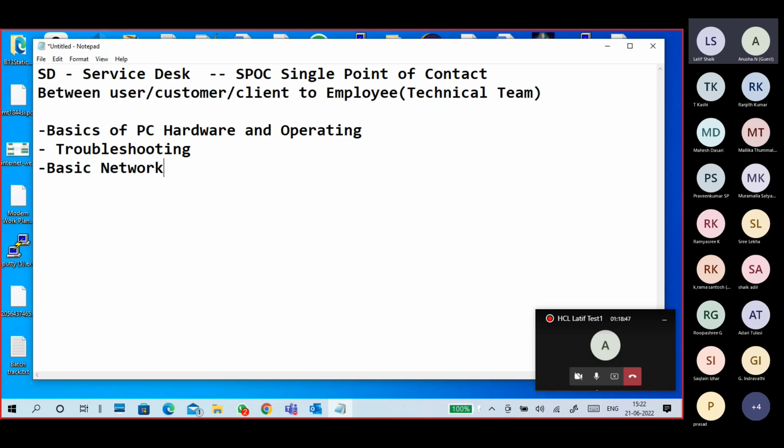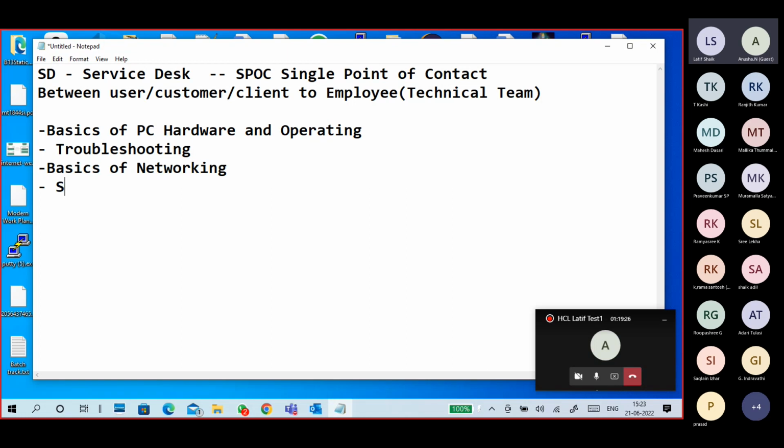Networking components, networking topologies, OSI layers. How to do troubleshooting? For everything, troubleshooting is very important, network troubleshooting, hardware troubleshooting. So basics of networking: networking components, IP addresses, OSI layers, networking devices, networking topologies. All these things are very important.